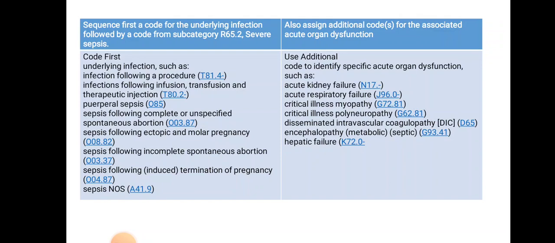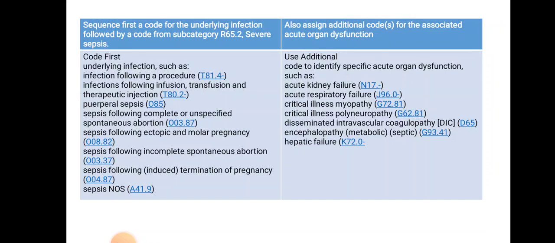So if no specified organism is mentioned, we are coding A41.9. Other than that, if you get anything in this list, you have to code it as primary followed by the R65.2 category code, which is the severe sepsis category code. Now you have to code the additional diagnosis because severe sepsis occurs with an acute organ dysfunction. So you have to specify which organ dysfunction has happened.